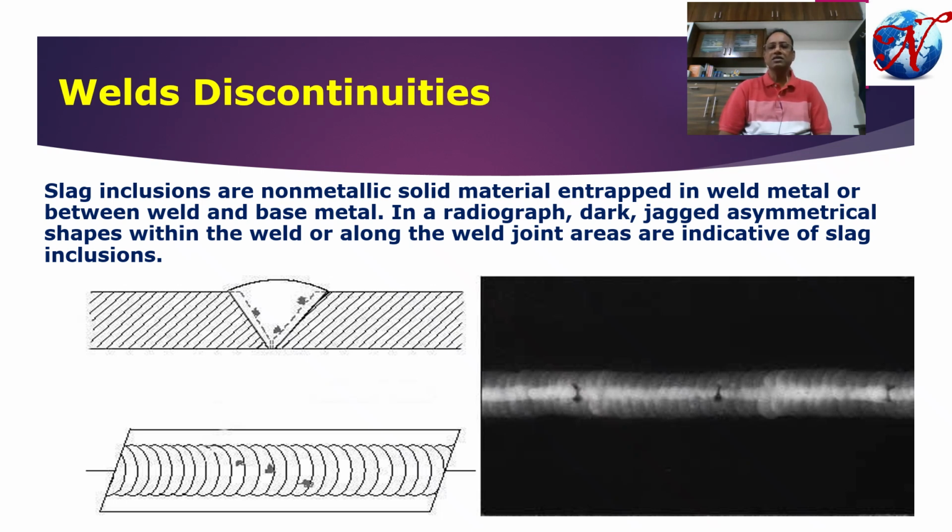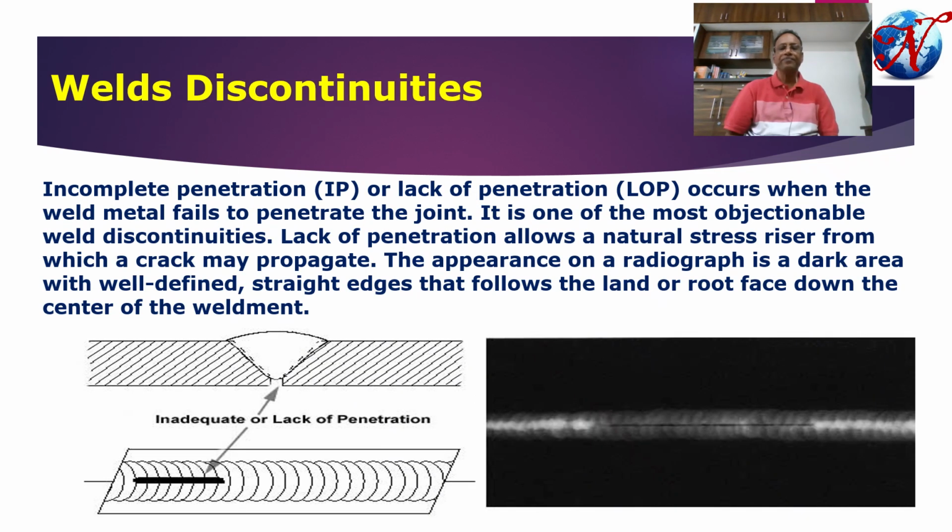The appearance of slag in the radiographic film will be an irregular dark indication. First of all, the appearance of slag is irregular in nature. The dark irregular indication will be the indication of slag here.